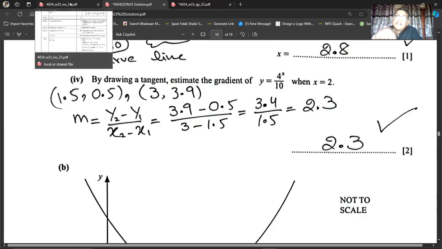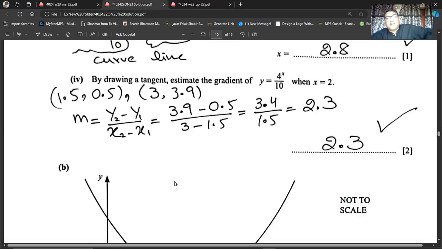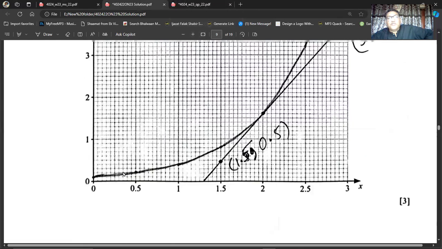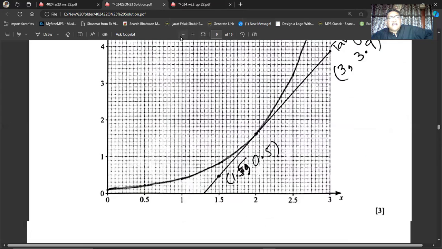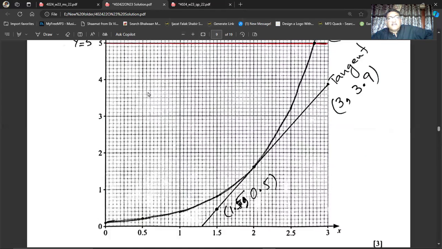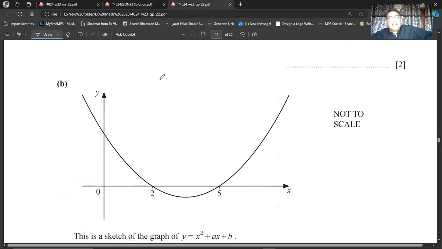Whatever the gradient of the tangent is, the same is the gradient of your curve there. They say from 1.7 to 2.5, our answer is 2.3, which is in that range. So this answer is correct. I hope you understand this: we have drawn this tangent, and after drawing it, we have taken 2 points on that tangent, and by using the coordinates of those 2 points, we have found the gradient.